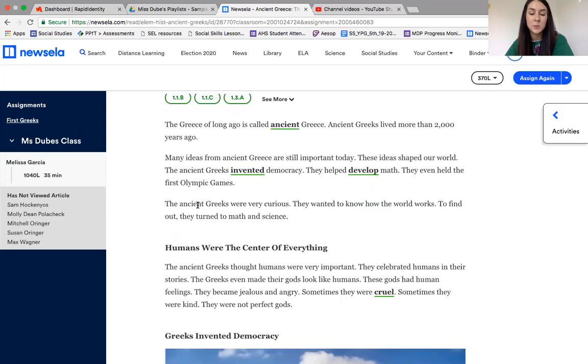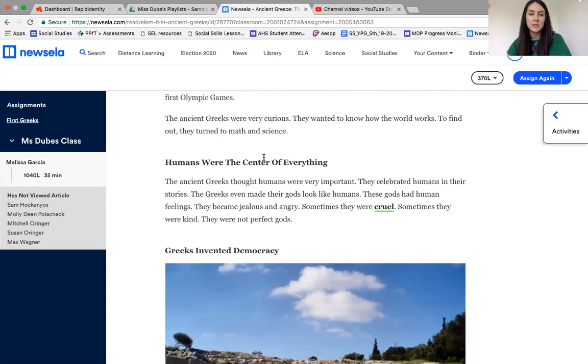The ancient Greeks were very curious. They wanted to know how the world works. To find out, they turned to math and science. As humans were the center of everything, the ancient Greeks thought humans were very important.